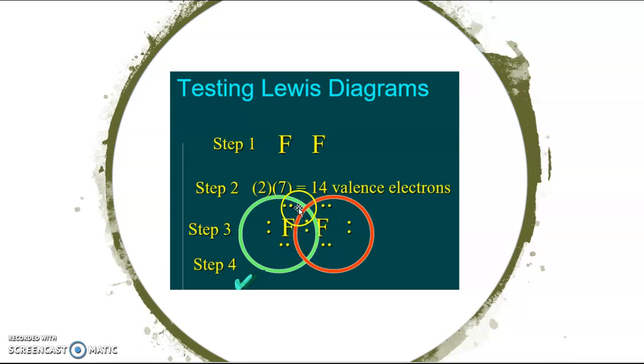And now you count. You say, well, I have 2, 4, 6, 8, 10, 12, 14. Then I have a total of 14 valence electrons represented, and that is the total of valence electrons that I have for the 2 atoms. Second, do they get the octet rule? Yes, these atoms get the octet rule, and these also get the octet rule. Then this representation is correct according to the Lewis representation.